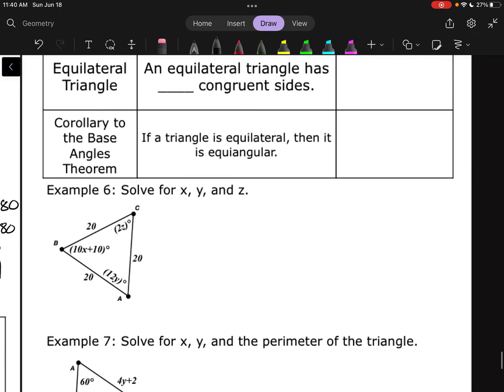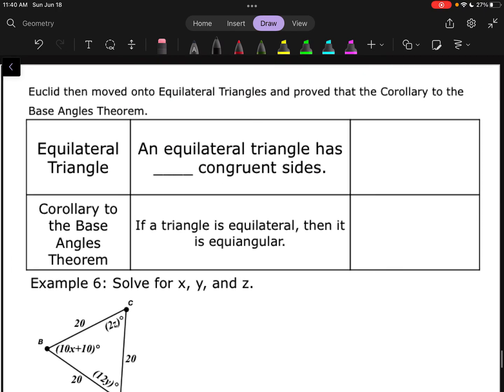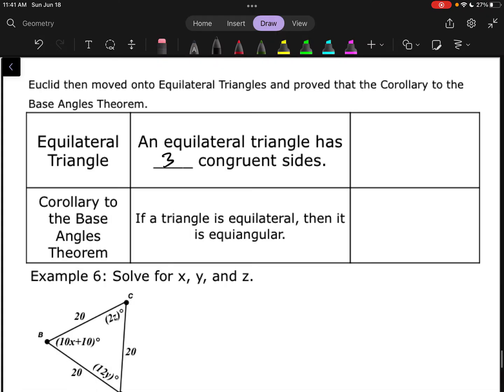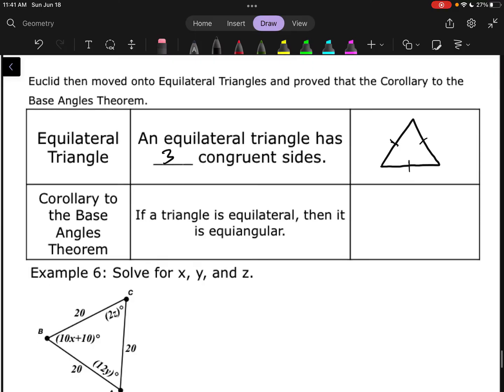Okay, so that's isosceles. Let's check out some equilateral stuff. It says, Euclid then moved on to equilateral triangles and proved that the corollary to the base angles theorem is true. So just as a recap, an equilateral triangle has 3 congruent sides, right? That's what an equilateral triangle is. All 3 sides are the same. Now, the corollary to the base angles theorem says, if a triangle is equilateral, then it is equiangular. Now, that's kind of interesting. Equiangular is a weird word.